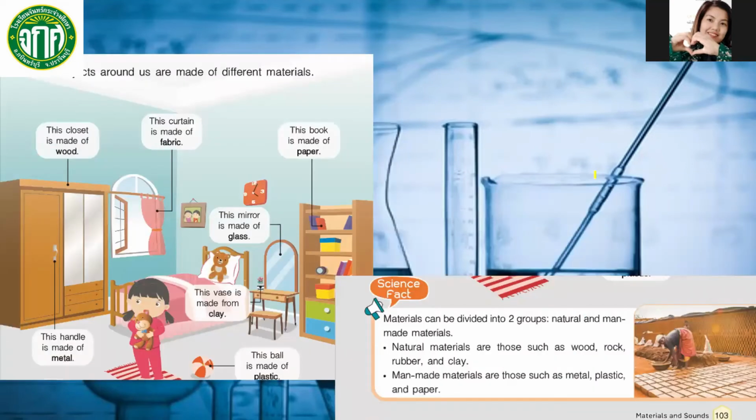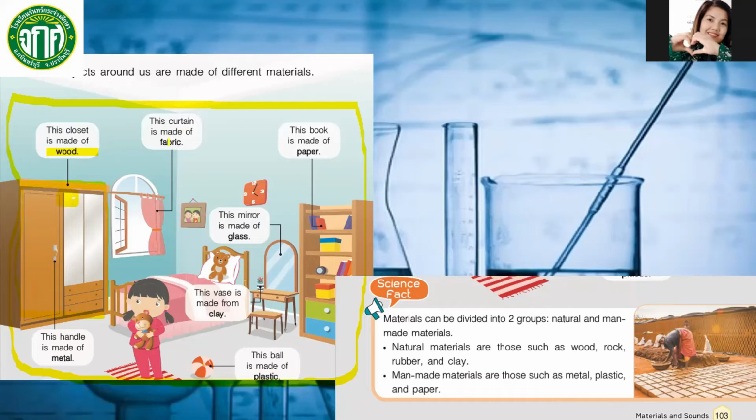Next, page 103. Please go to page 103. Objects around us are made of different materials. Let's say, for example, this closet. This closet is made of wood. Again, this closet where you keep your clothes is made out of wood.